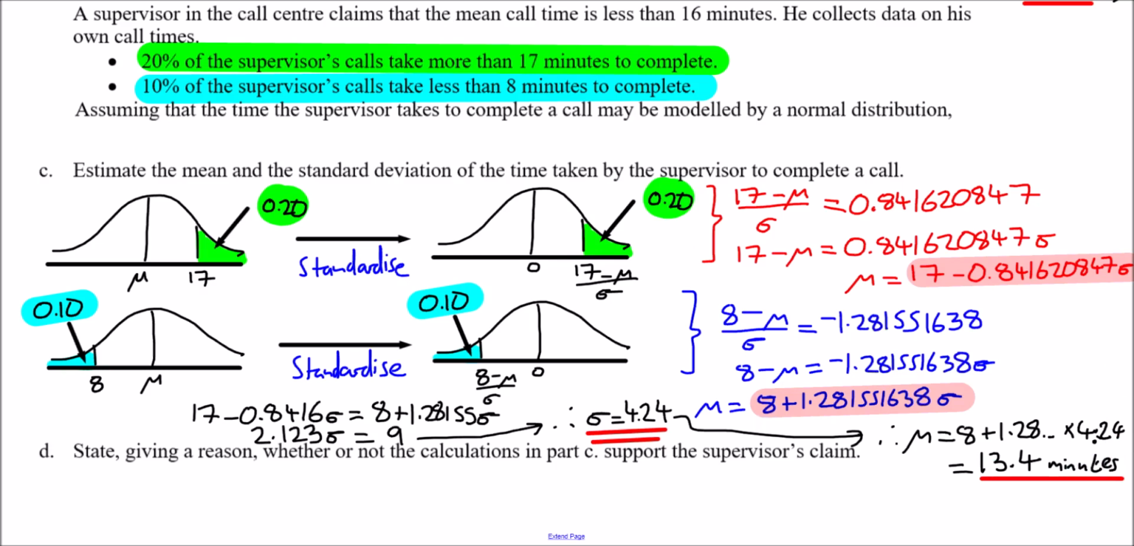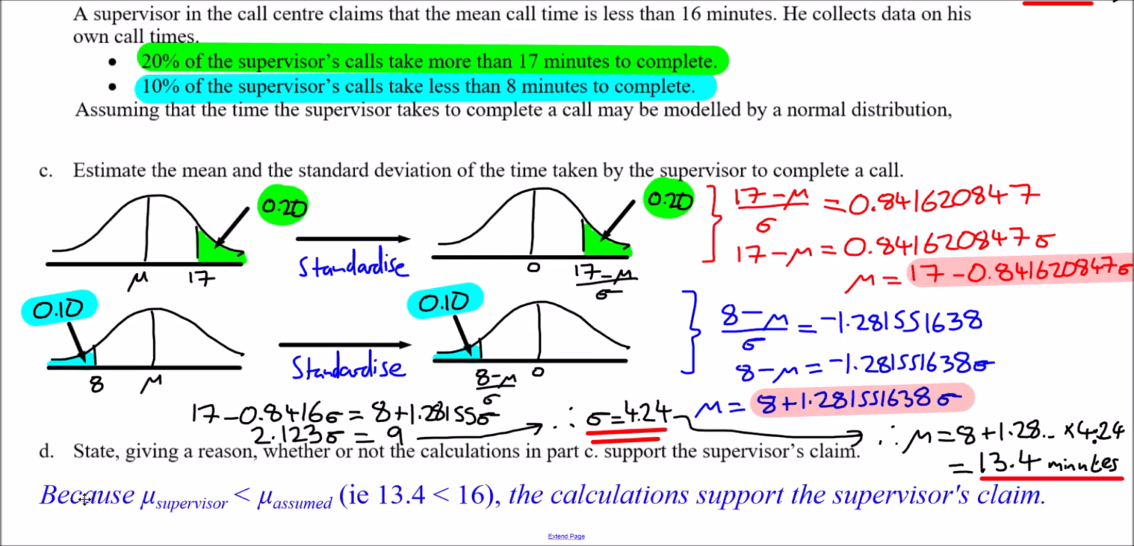Finally, now we conclude. State, giving a reason, whether or not the calculations in Part C support the supervisor's claim. The supervisor is claiming that the mean call time is less than 16 minutes. His mean time is about 2.5 minutes less, so it does seem that he's right. So we need to conclude with something like this: because the mean of the supervisor is less than the assumed mean, in other words 13.4 minutes is less than 16 minutes, these calculations would tend to support the supervisor's claim.